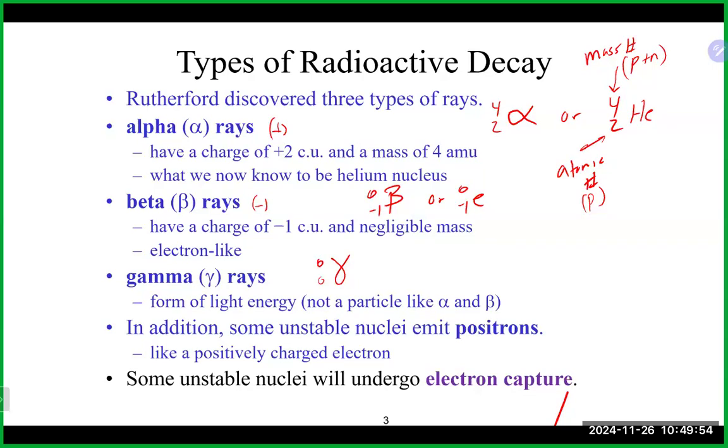In addition, there are some other symbols that we'll see in nuclear chemistry. We have positrons, which are electrons with a better attitude: they're positive. They use the same symbols, except that it is positive one instead of negative one. And sometimes, as we will see, they will undergo a process known as electron capture, which is really just an electron, basically.